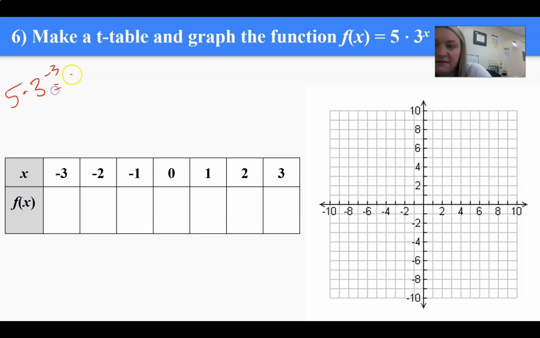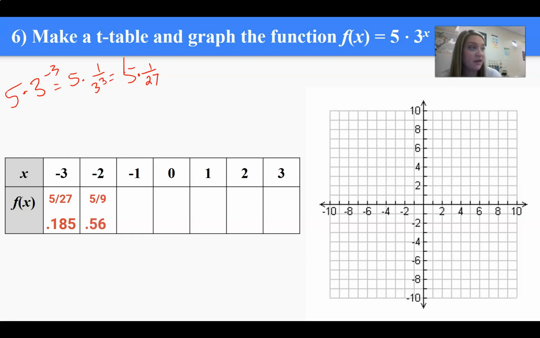So this is going to be 5 times 1 over 3 cubed. So that's 5 times 1 over 27. So that becomes 5 over 27, which is 0.185. I'm looking at the chart. When we did 3 to the negative 2 power, we got 1/9. Multiply that by 5, and we're going to get 5 over 9, which is 0.56. 3 to the negative 1 power was 1/3 times 5 is 5/3, 1.6. 3 to the 0 power was 1, and then 1 times 5 is 5.